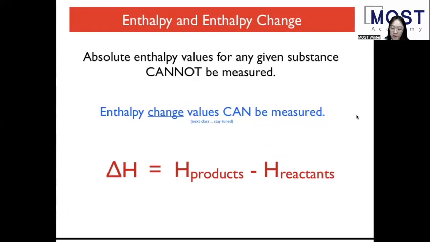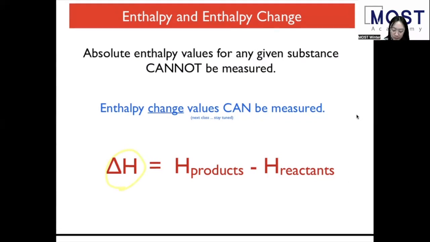The difference in energy, delta H, which we call enthalpy change, can be measured, but absolute enthalpy itself cannot be measured. So we measure enthalpy by enthalpy change, which is the enthalpy of the products minus the enthalpy of the reactants. This is called enthalpy change.